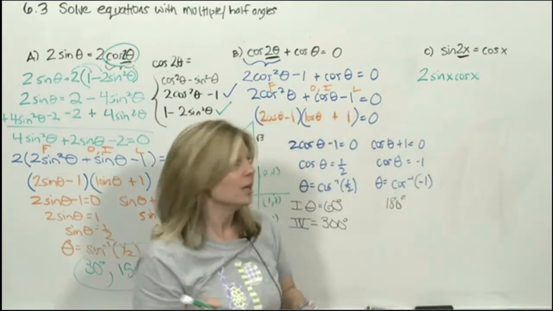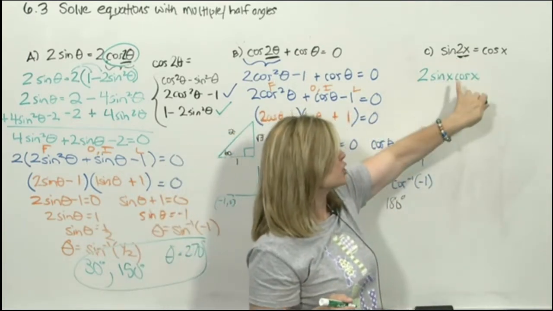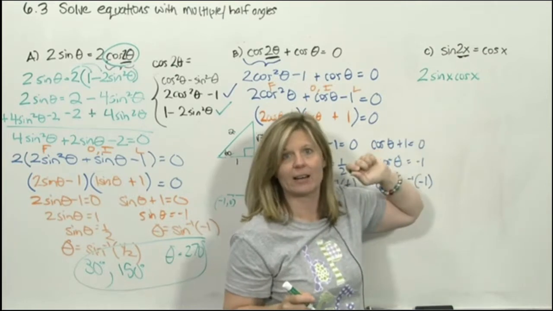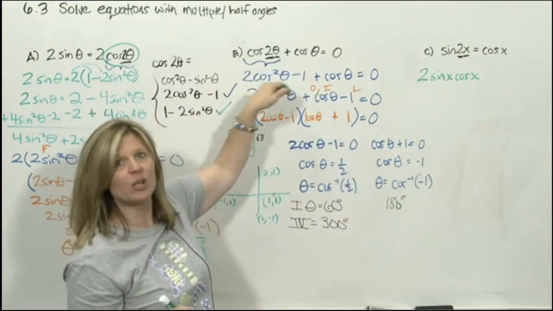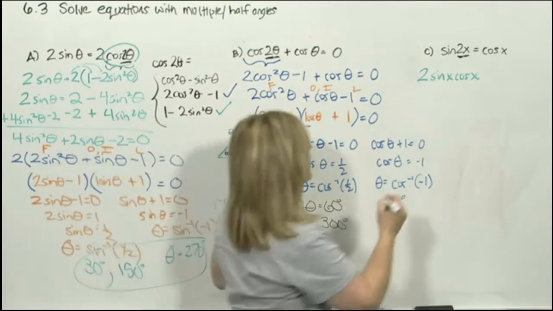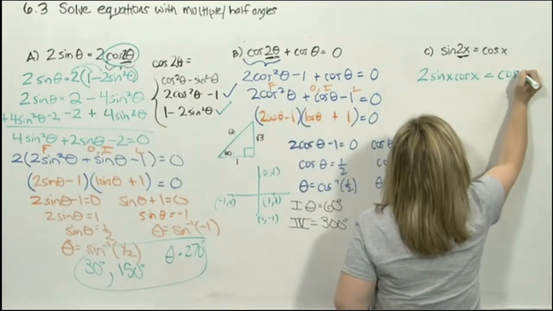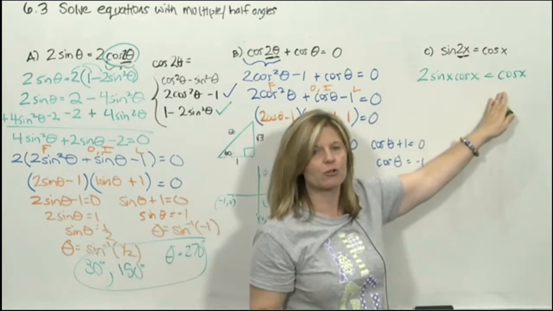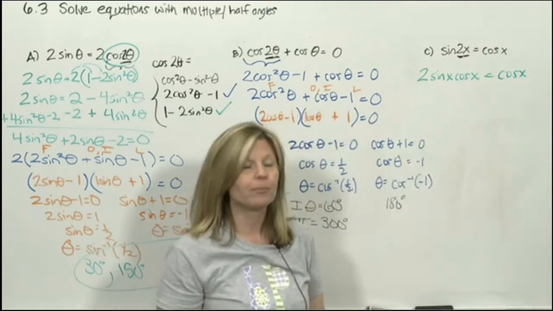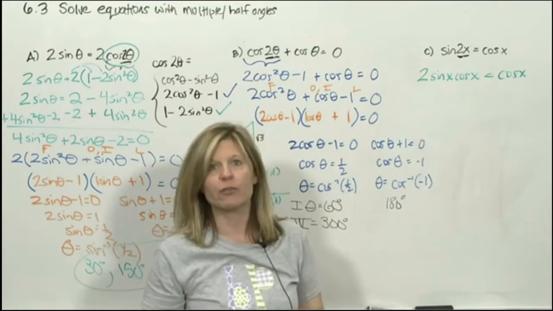Pay attention. They're calling the angle x now, so we have to write our identity in terms of x. Over here, they had the angle theta, so we wrote our identity using theta. Okay, so be careful of that. So I've done my substitution. Now I know what you're going to say: well, that is not quadratic, there's no square. You're correct. But there are two different trig functions.